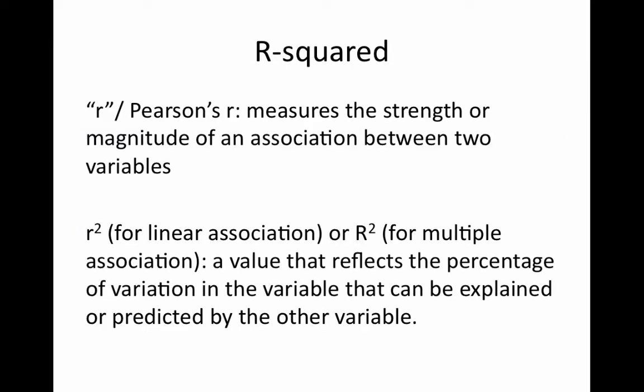R squared, or Pearson's R, is a measure of the strength and the magnitude of the association between two variables. The R square reflects a value that reflects the percentage of variation in the variables that can be explained or predicted by the other variables. It ranges from 0 to 1 and is usually expressed as a percent. A small effect size would be 0.04, medium 0.25 or 25%, and a large effect size would be 0.64, 64%.